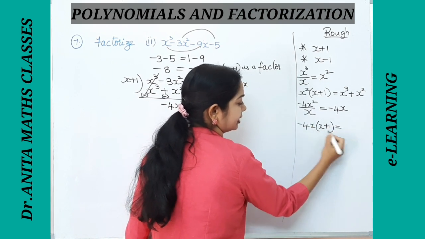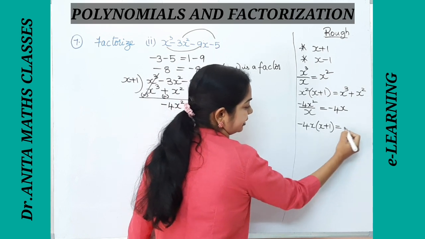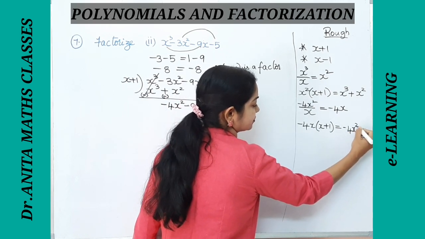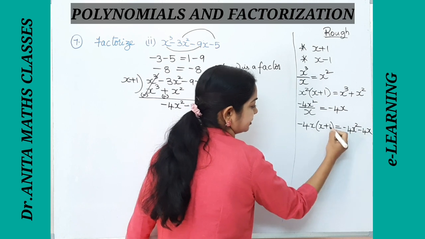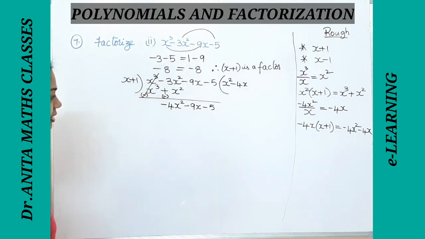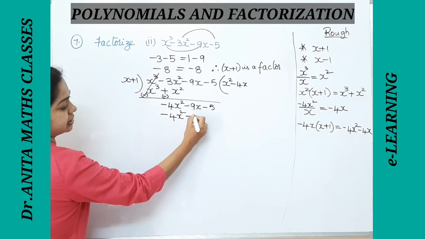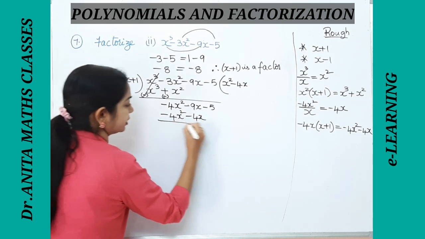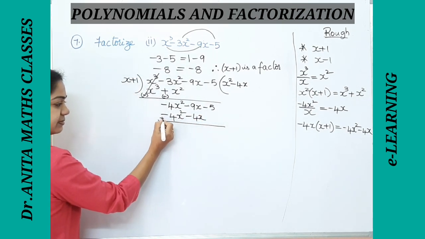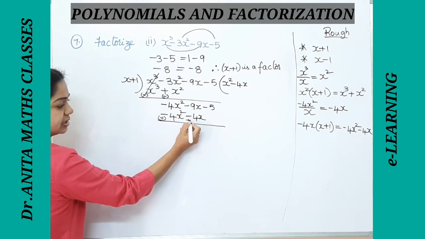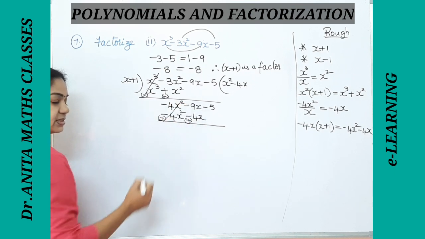So if you multiply this, open the brackets, minus 4x into x plus 1. So minus 4x, right? Here we will write minus 4x square minus 4x. Now again change the signs, we are subtracting, so change the signs. Now this gets cancelled.